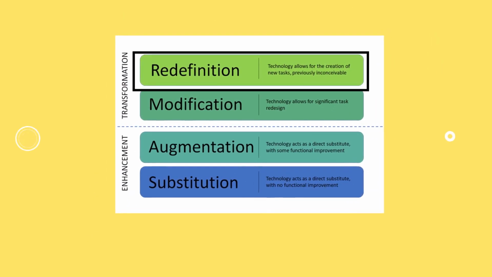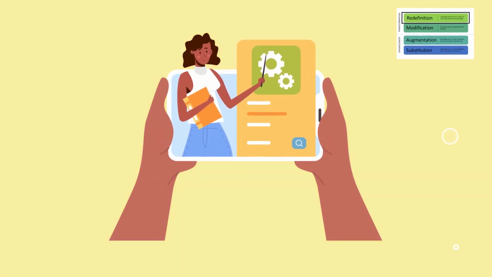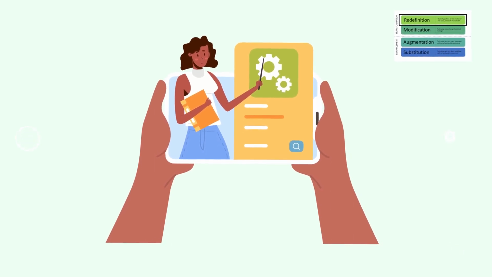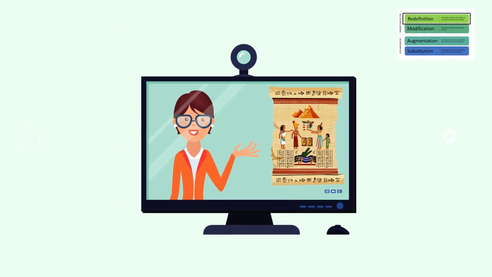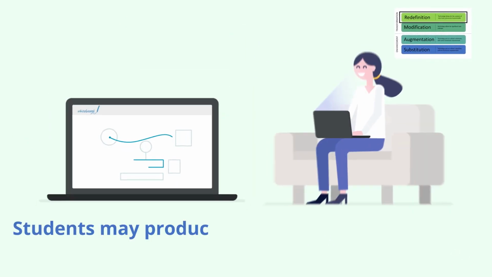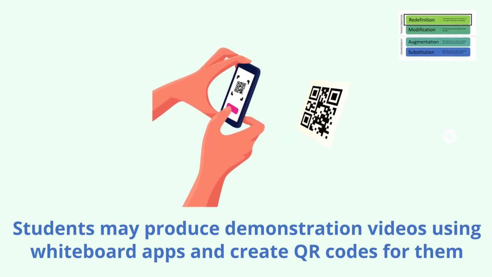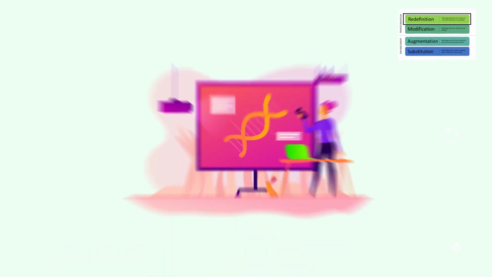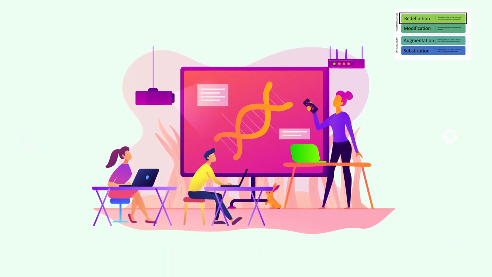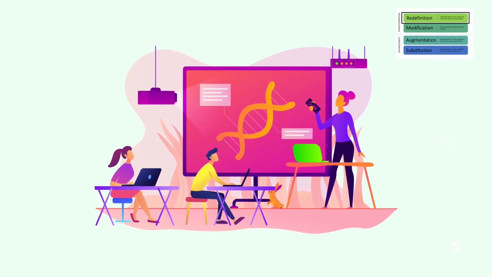At the redefinition stage, the process is complete. Teachers and students are using technology in ways hitherto impossible or inconceivable without it. For instance, they have experts Skype into classes to answer questions in a history lesson, or use Skype to connect with other classrooms across the world. Students may produce demonstration videos using whiteboard apps or create QR codes for them, which then go on a help wall, which other students can use when they get stuck. The classroom may be flipped, which you will learn more about in a future session, and thus the way in which the whole class performs and completes work has changed.